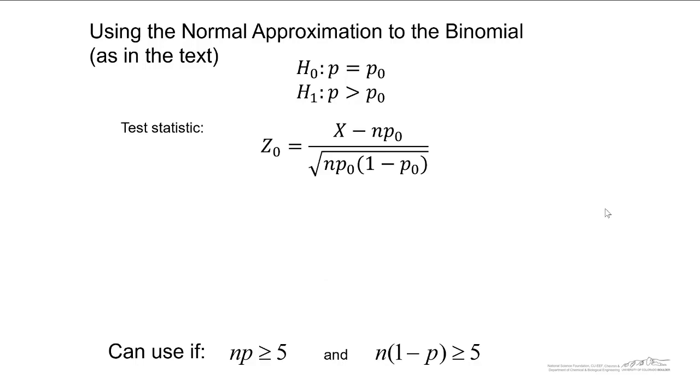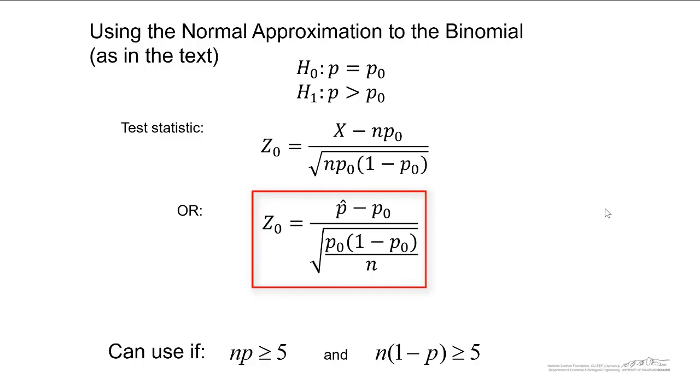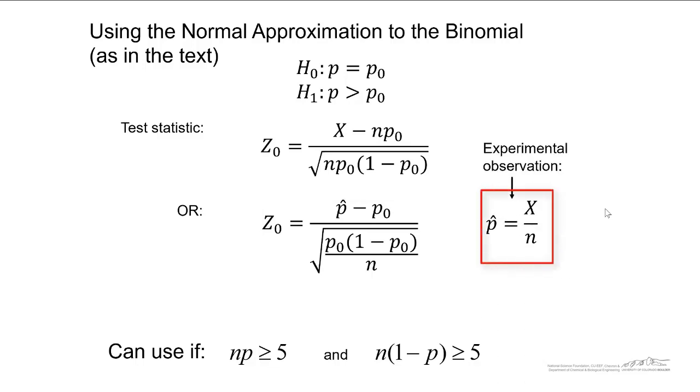The test statistic for this normal approximation is given here. We take x, the number of successes out of n that we actually observe, minus n times p naught, where p naught is our null hypothesis value, divided by the square root of n p naught times 1 minus p naught. By the way, this is exactly the same as the following. If we divide everything by n, and our experimental observation is p hat, so in this case, p hat is going to be 0.4. We got 80 out of 200 patients who experience relief with the antacid medication.